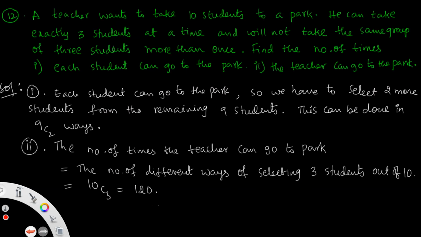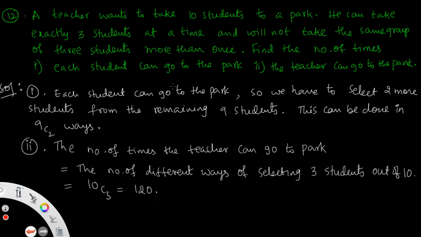A teacher wants to take 10 students to a park. He can take exactly 3 students at a time and will not take the same group of 3 students more than once. Find the number of times each student can go to the park, and the number of times the teacher can go to the park. So the first question is given: the total number of students is 10. The teacher wants to take 3 students at a time, and will not take the same group of 3 students more than once. So that is the condition to be applied.